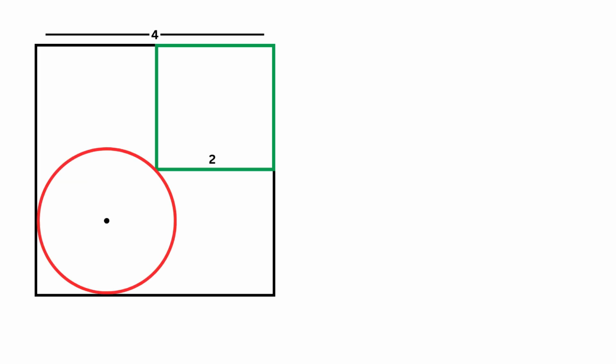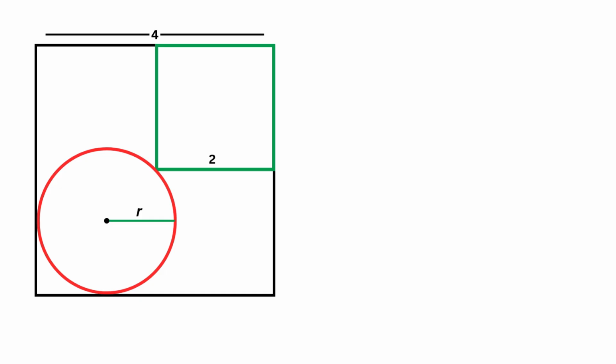We have a square whose one side is 4 meters. Inside the square there is another square whose one side is 2 meters. Also inside the big square there is a circle. Our job is to find the radius of the circle.